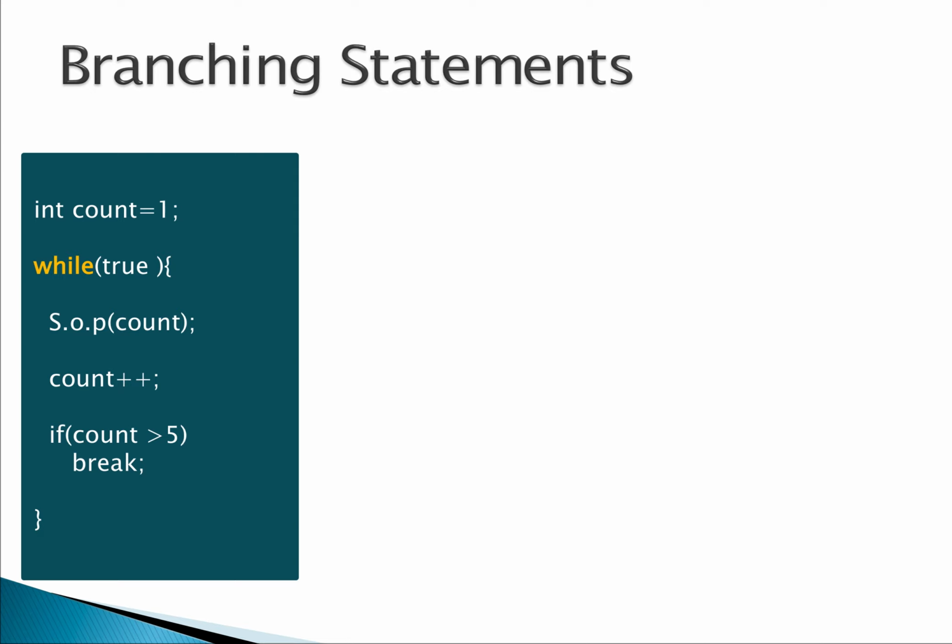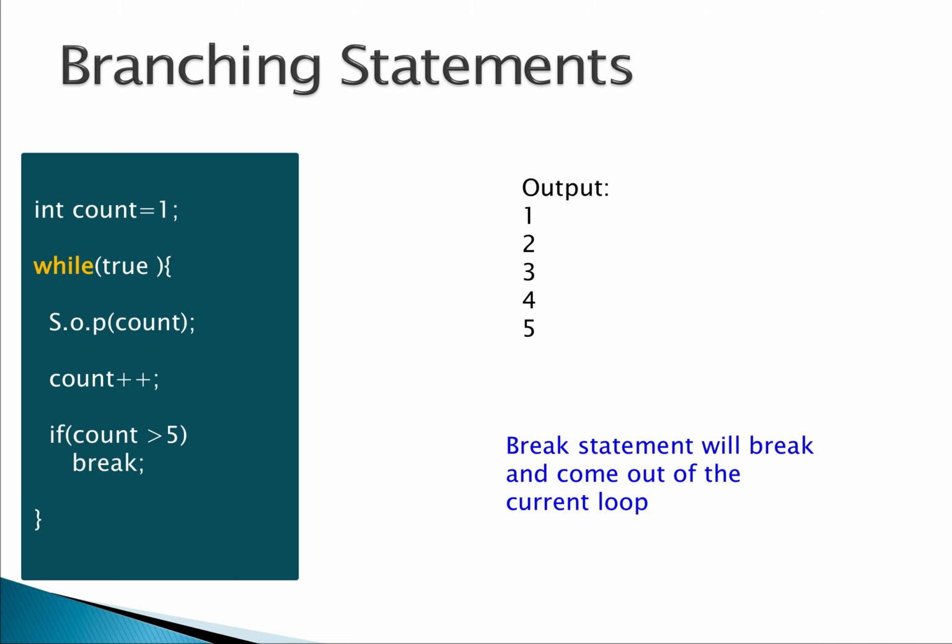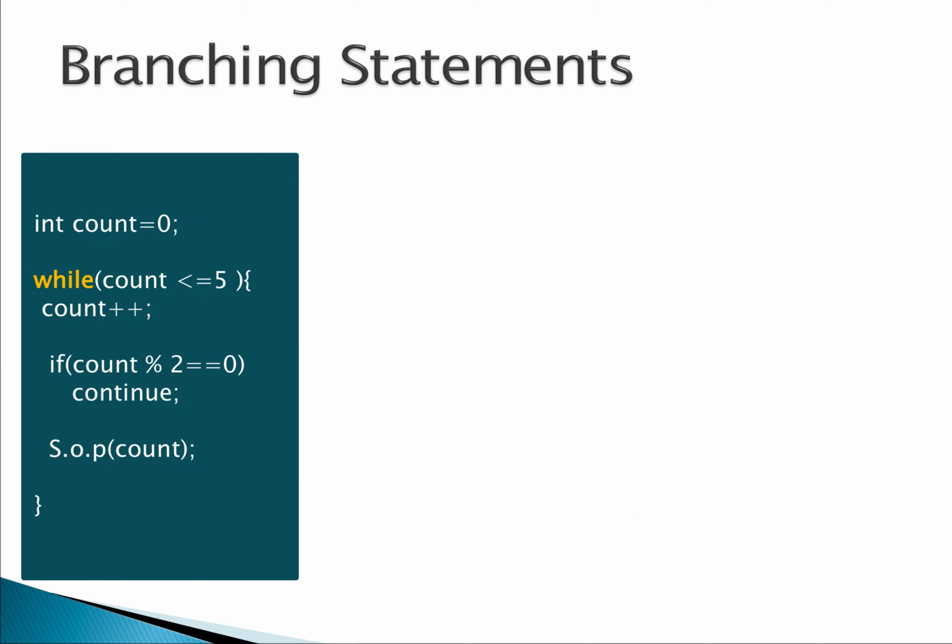So this way, even though it is an infinite loop, when there is a condition like this, I'm going to come out of the loop. It is going to print 1, 2, 3, 4, 5, and when it becomes 6, the condition is satisfied, and it is going to break the loop and come out. So the break statement will break the loop and come out of the current loop which contains that break.